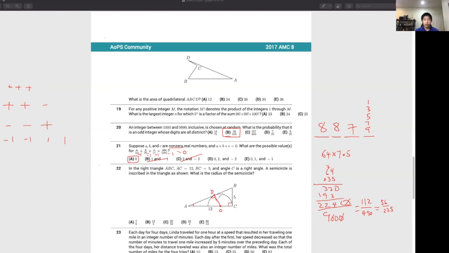So now we can call this radius 5x. AD would be 12x, and then AO is 13x. But OC is also a radius, so OC is also 5x. And that means that AC, which is 12, is also equal to 18x, and that tells us that x equals 2/3. Finally, for the radius, we just multiply by 5 since we set it to 5x, and 5 times 2/3 is 10/3.